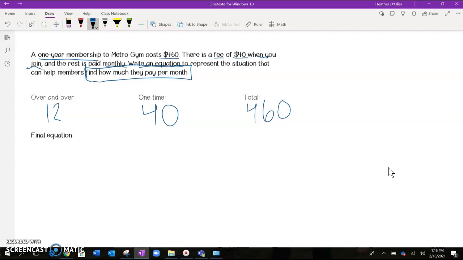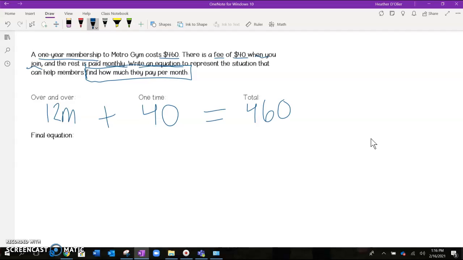All right, I've identified all 3 pieces. Now I need to put the equation together, so I need a variable. I'm looking for how much they pay per month, so I'm going to use M. And I know it goes with my monthly, my over and over. Your variable is going to go with your over and over because that's your coefficient. So now I have the 12 months. I don't know how much they're paying each month yet. But what is that 40 going to do with however much they're paying? Oh, it's going to be added. It's not being subtracted. It's being added because they're combining it to all add up to the $460.